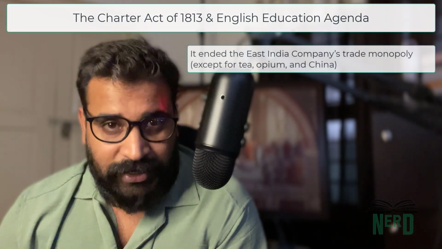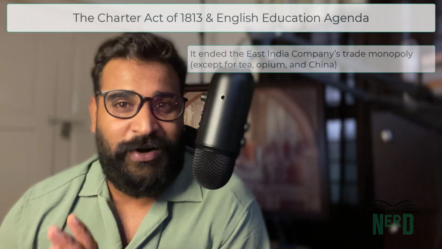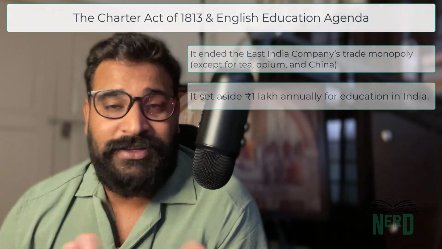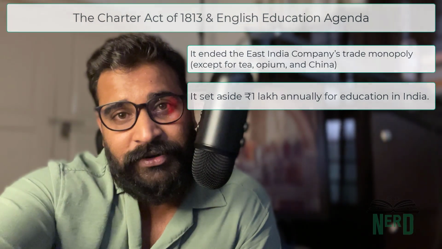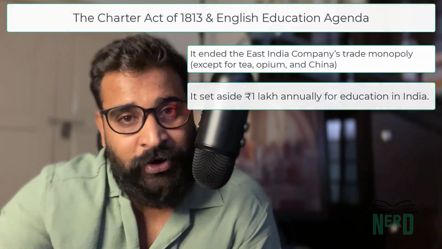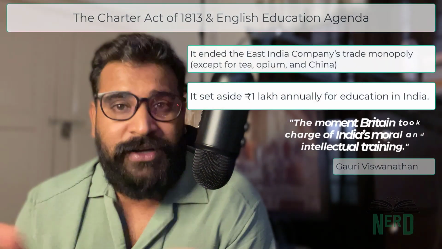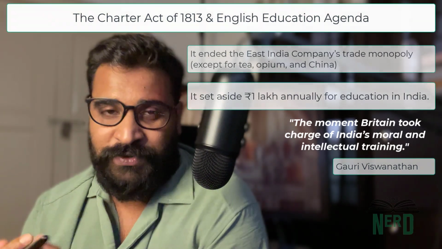The Charter Act of 1813 did two wonderful things. The first one was it ended the East India Company's trade monopoly except for tea, opium and China. And for the first time it set aside 1 lakh annually for education in India. But here's the twist, this wasn't just about schools, it was about control. There is a very important modern theorist called Gauri Viswanathan who calls this the moment Britain took charge over India's moral and intellectual training. It's very important, it was asked in your exam.